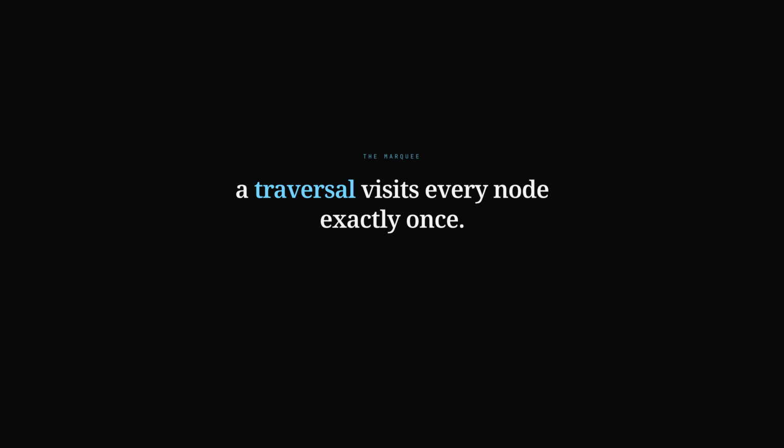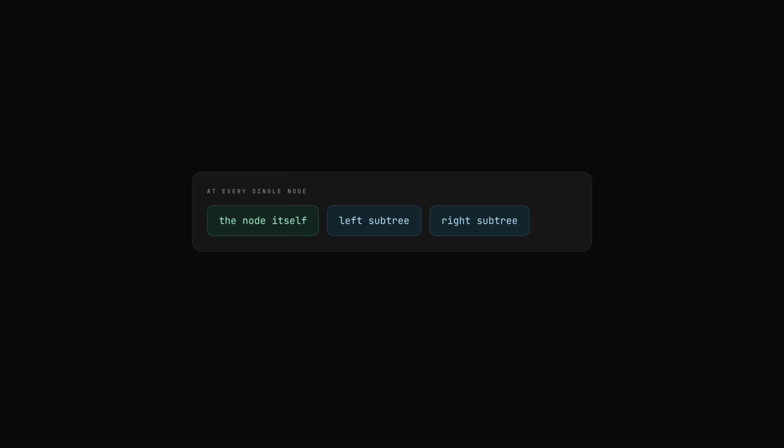Now the marquee. A traversal visits every node exactly once, the tree's version of looping over an array, and its order is the point. No way around it: every node gets visited. But something genuinely new is here. A line has one sensible order, front to back. A tree, at every single node, has 3 pieces of business: the node itself, the left subtree, the right subtree.